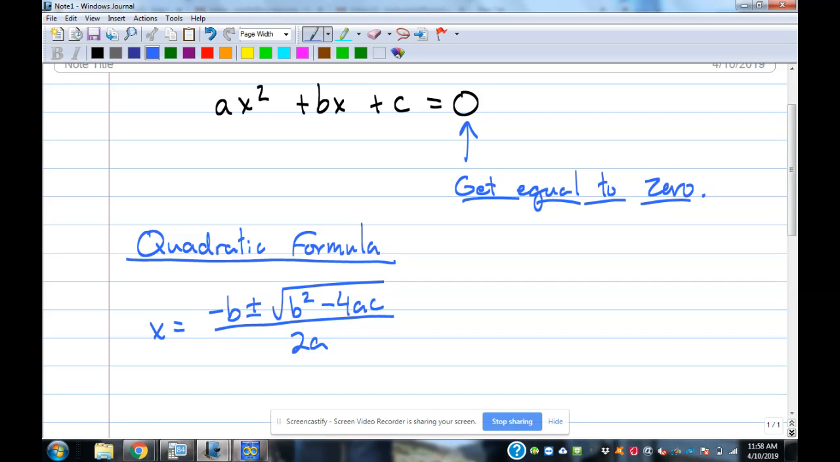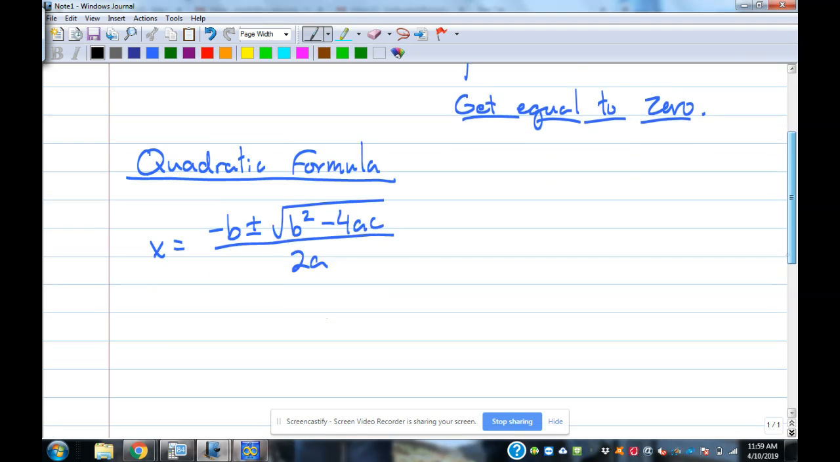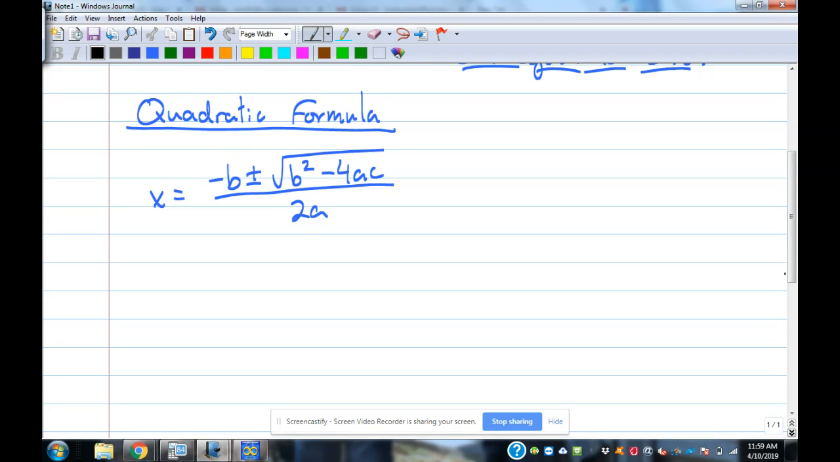The end. All right, good job, guys. Quadratic formula. We got the formula. We're on the way to memorizing it. Part of that formula is this thing called a discriminant.